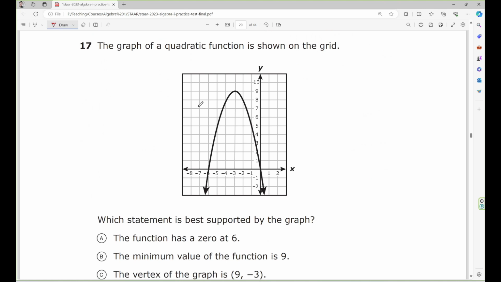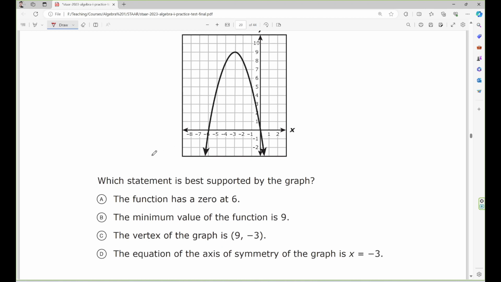Number 17. The graph of a quadratic function is shown on a grid. Which statement is best supported by the graph? Okay, the function has a 0 axis. A 0 axis? No. 0 right here, negative 6 and 0. You see that? So the answer A is wrong. The minimum value of the function is 9. No, because this is the maximum.